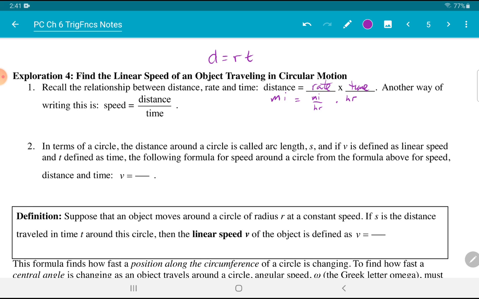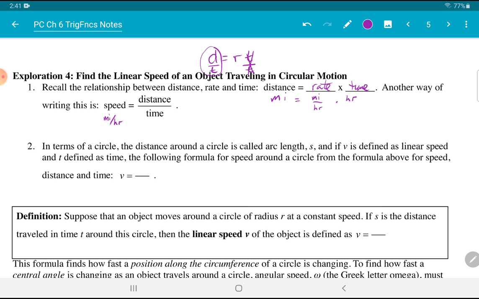So if you think about how you can rewrite this equation, D equals RT, if you move the T over to the other side, dividing both sides by T, you'll have distance divided by time is equal to rate. And rate is really the same as speed, because you can think of miles per hour as a rate, and that's how fast you're going.